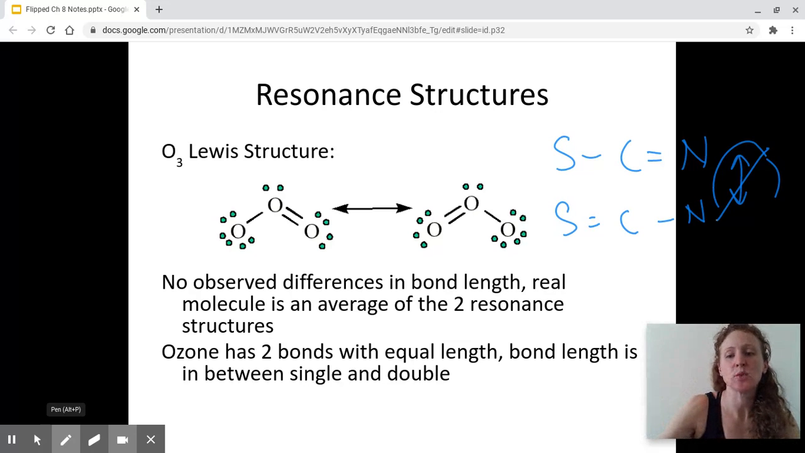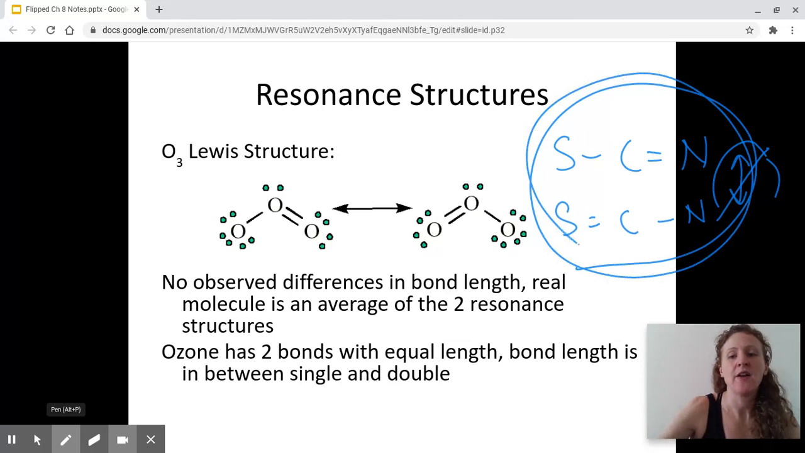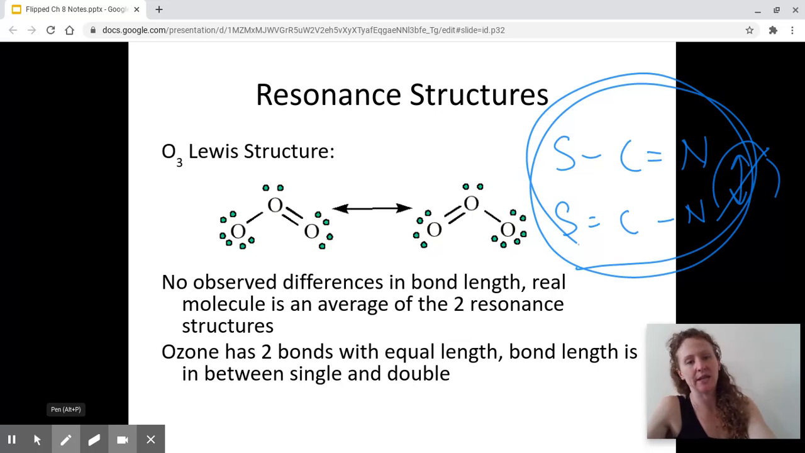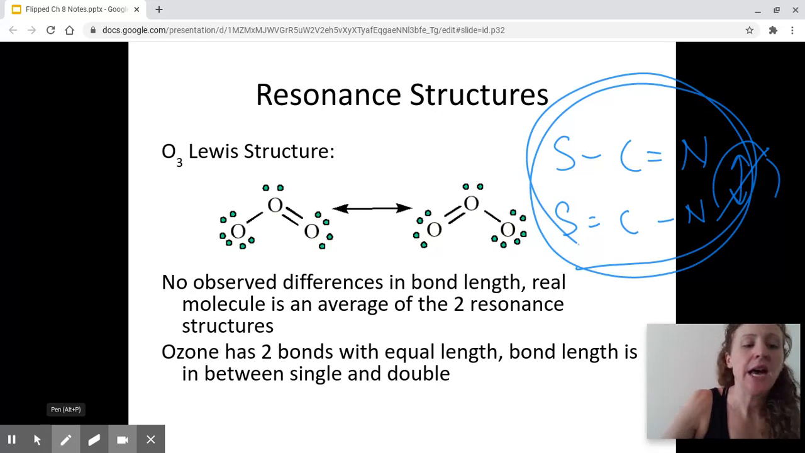And so in this case, we would say we need to do formal charges here to figure out which one is the best structure, and we need to choose that molecule, right? That would be a case of using formal charges to choose one of these.